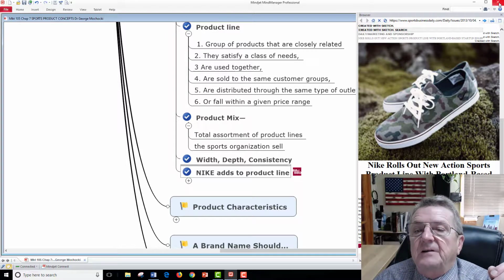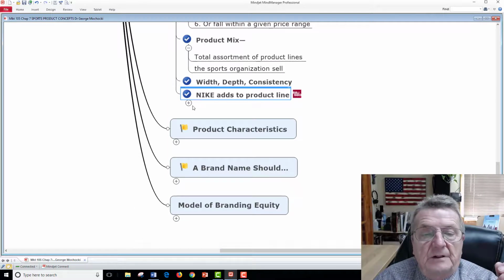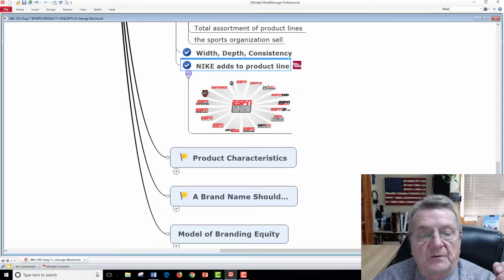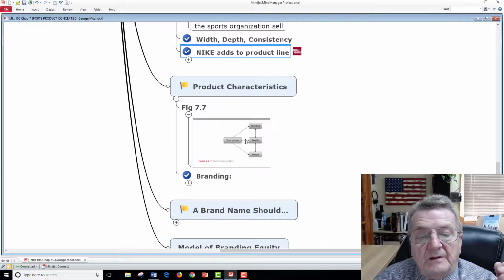And I'm going to hit on some of these because a lot of people sometimes don't. Okay? And then here, I already went through that. Okay, so now let's go into the product characteristic. Again, when I look at product, the total product, the branding, the quality, and the design.